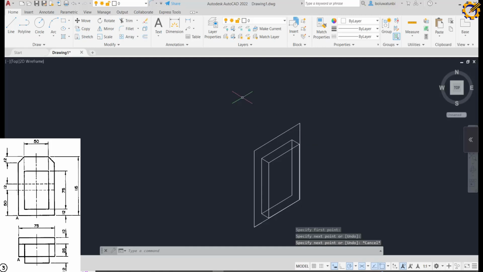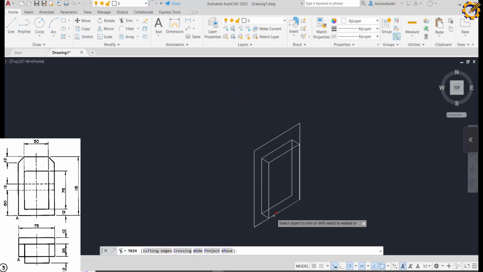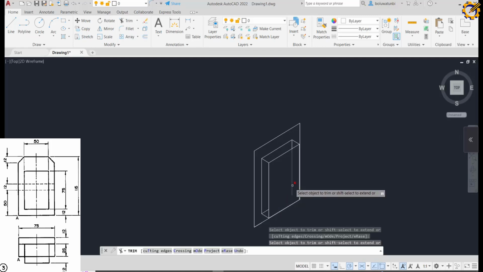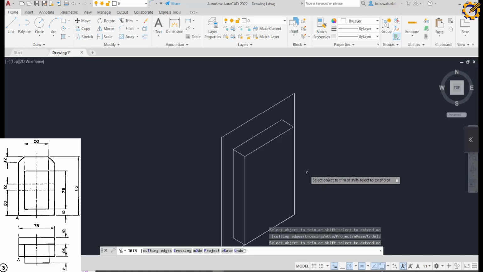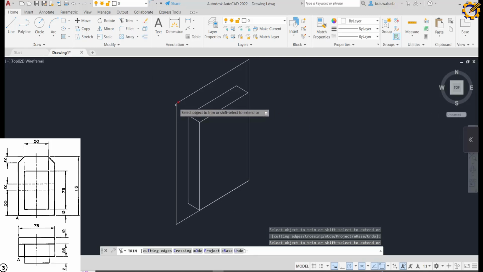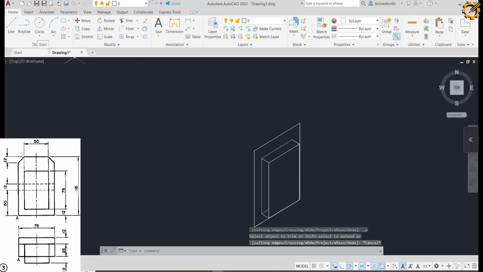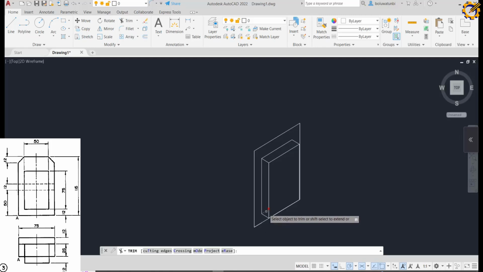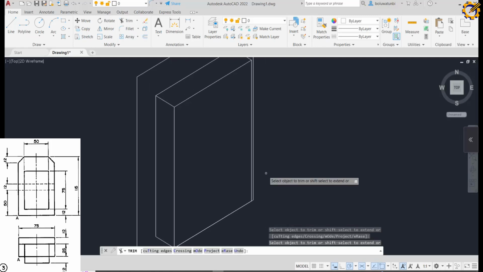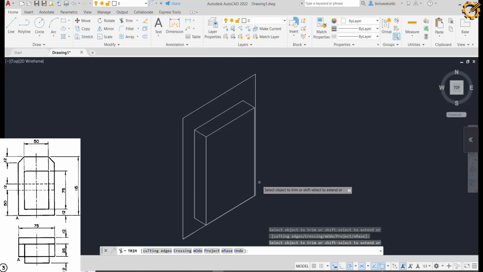Okay, so I think I can trim all these excesses out of the way. Okay, the area is settled like that.